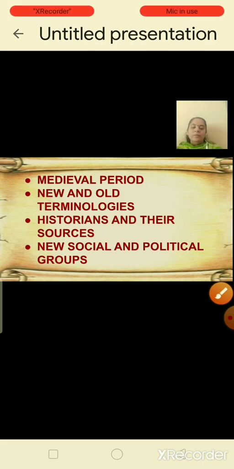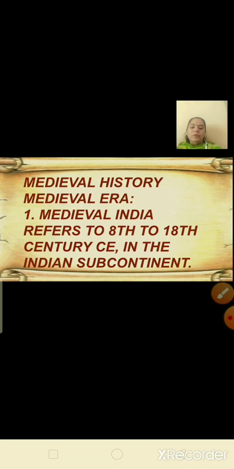So, children, now let us begin with the medieval history or the medieval era. So, let us first understand what is medieval period or what is medieval era. The period that lies between ancient and the modern periods of history is known as the middle or medieval period. In India, the medieval or the middle period stretched from the beginning of the 8th and the end of the 18th century.